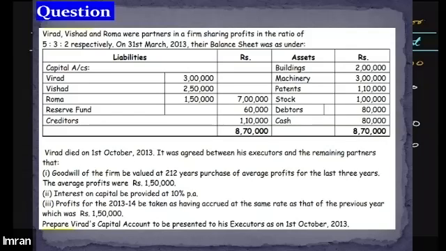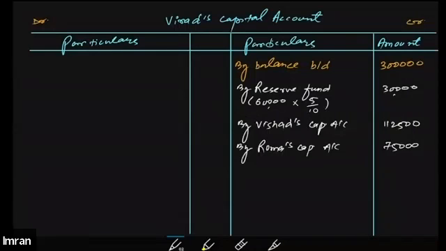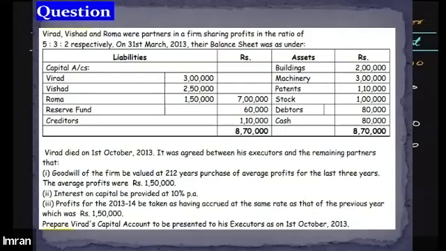Okay. All right then. So moving on to the next point in the adjustment section, it says that adjustment B says that interest on capital to be provided at 10% per annum. So that means capital account will be credited by interest on capital at the rate of 10% per annum.